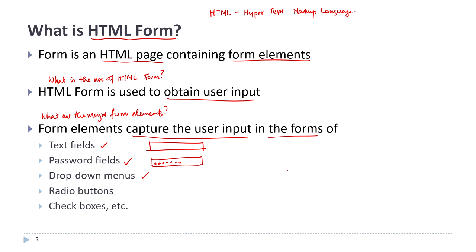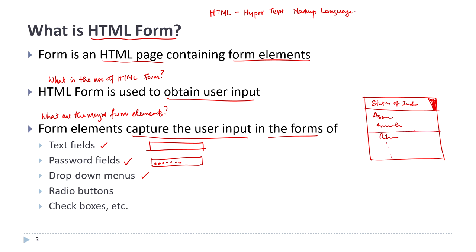Drop down menus are shown something like this. For example, the states of India, and you have an arrow down here, and you have Assam, Arunachal, Bihar, and you move your mouse around and click, and then it gets selected. That is what you call a drop down. Radio buttons are like, are you sure? And then you have a yes or a no. If you click this, a black dot appears here. If you click that, the no is selected. You cannot select both at the same time. You can only choose one option.